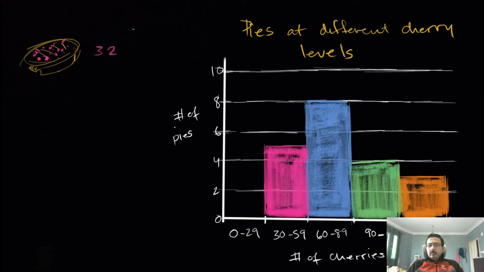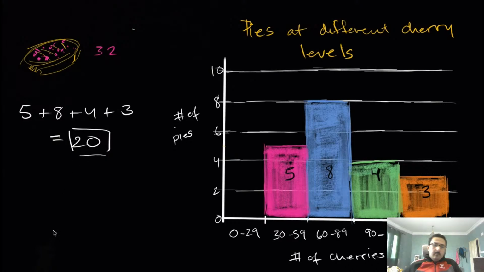Well, let's see. There's 5 pies that have at least 30 cherries, but no more than 59. You have 8 pies in this blue bucket. You have 4 pies in this green bucket. And then you have, what is this? This is 3 pies that have at least 120, but no more than 149 cherries. And this accounts for all of the pies. So the total number of pies you have at this store are 5 plus 8 plus 4 plus 3, which is what? 5 plus 8 is 13, plus 4 is 17, plus 3 is 20. So there are 20 pies in this store.